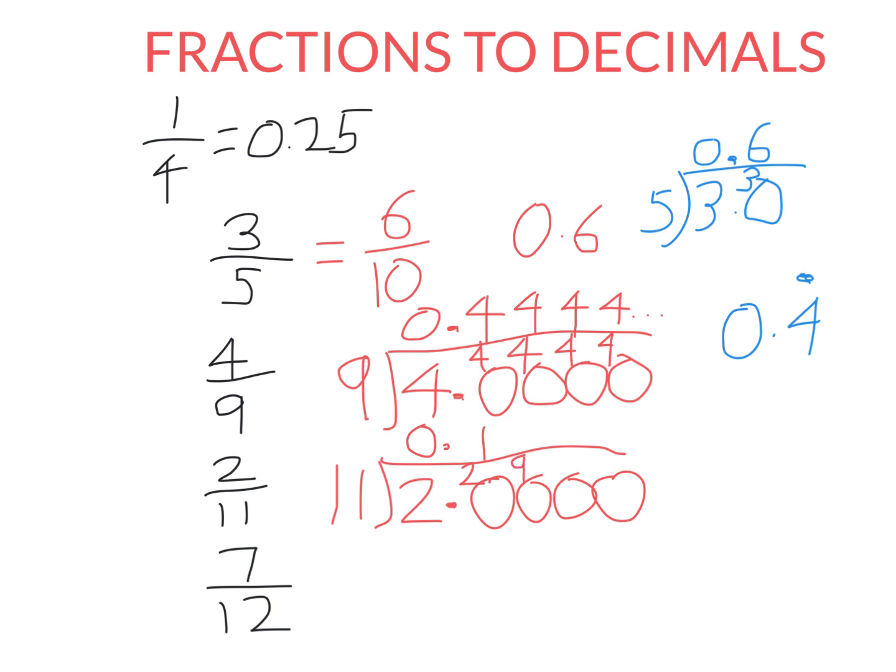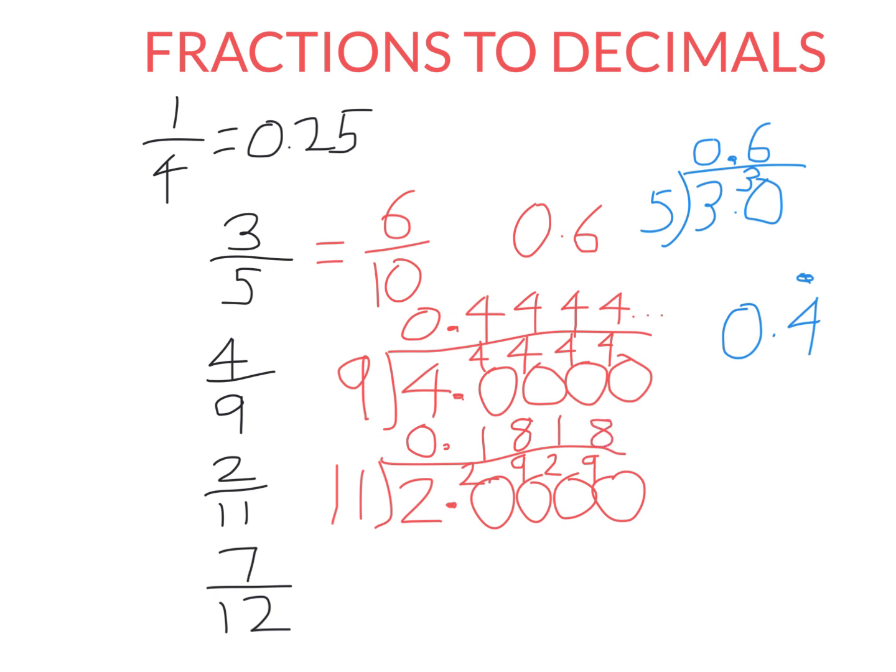So how many times does 11 go into 90? Well, it goes 8. 8 times 11 is 88, and there's a 2 remainder. How many times does 11 go into 20? It goes once, remainder 9. How many times does 11 go into 90? It goes 8, remainder 2.